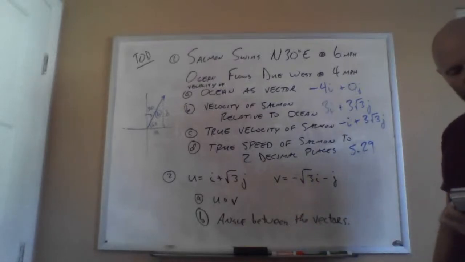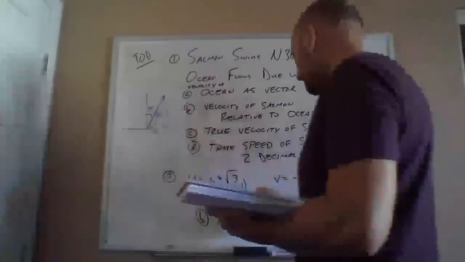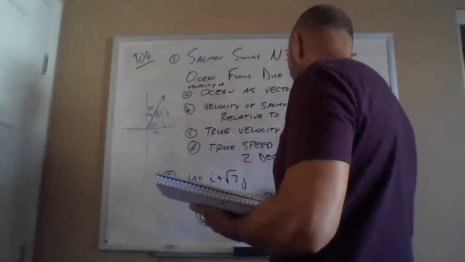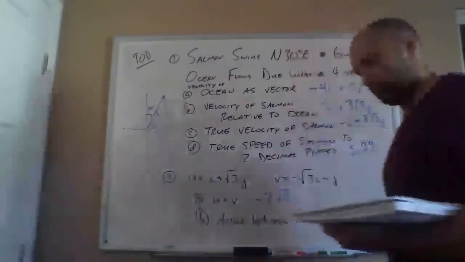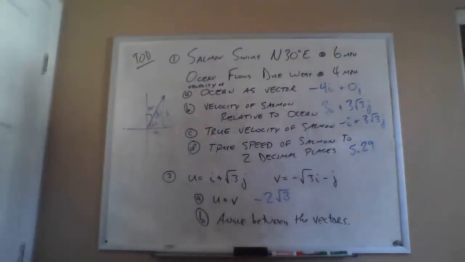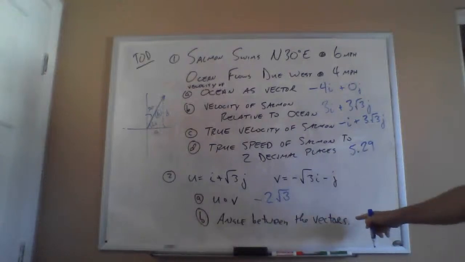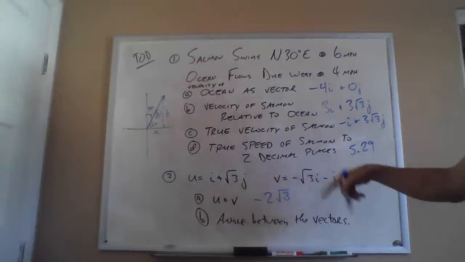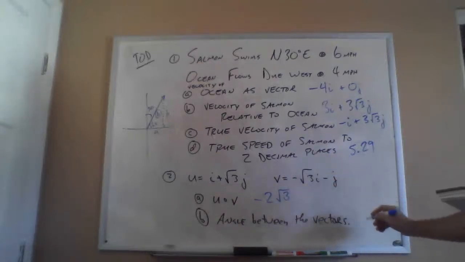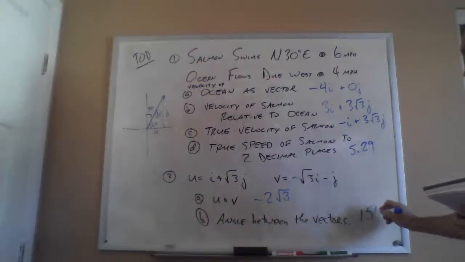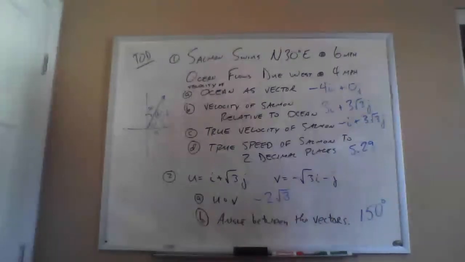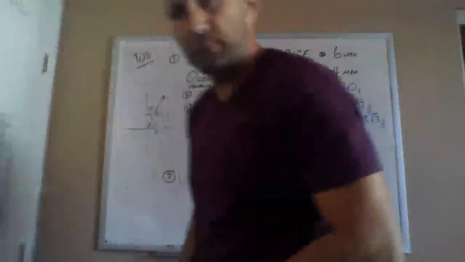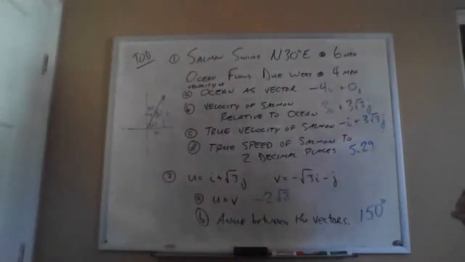And for number 2, the dot product is -2 square root of 3. And so the angle between them, when you figure out the magnitude of u and the magnitude of v, cosine gives you that. So where is cosine equal to that value? It means the angle between them is 150 degrees. So again, those are the answers there.